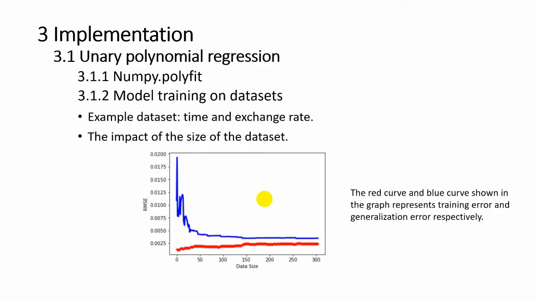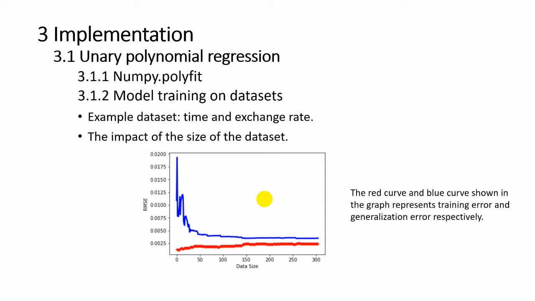We built polynomial regression models using the polyfit function on several single-feature datasets. Here, we just use one example to illustrate our work. It is about exploring the relationship between time and exchange rate.